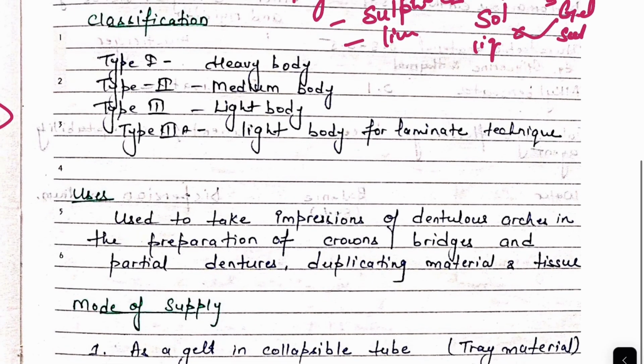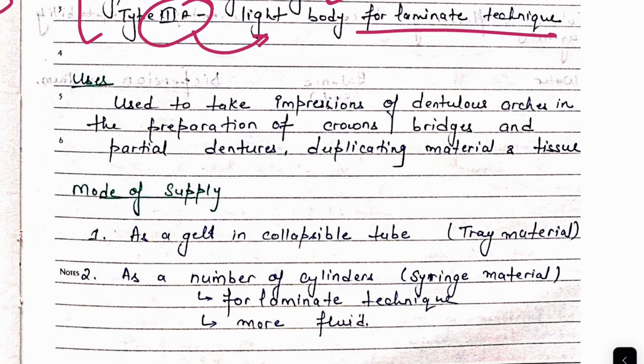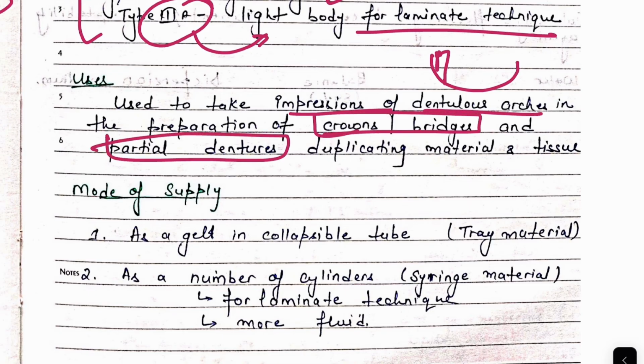Okay. Now talking about the classification. So it has four classes based on its consistency. First is the heavy body, second is the medium body, third is the light body, and third A is the light body for laminate technique. So I'll talk about the laminate technique. Uses: it is used to take impression of dentulous arches, so means mouth with teeth. It is used for making crowns and bridges, partial dentures, duplicating materials, and tissue conditioners. Okay, tissue conditioner should be over here, right?